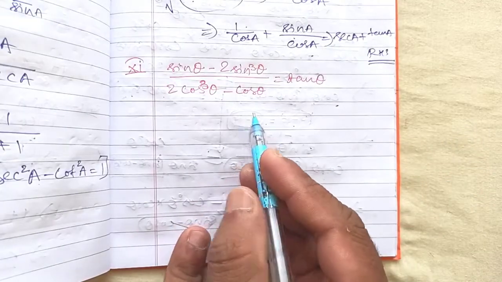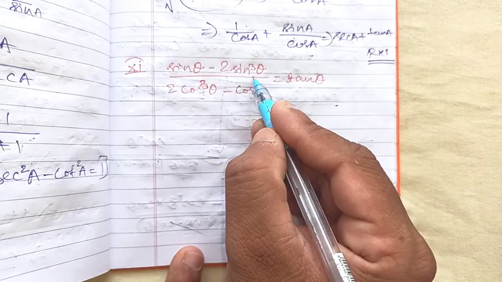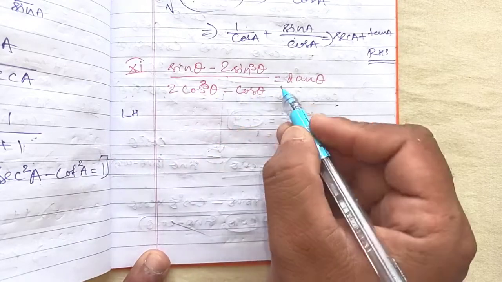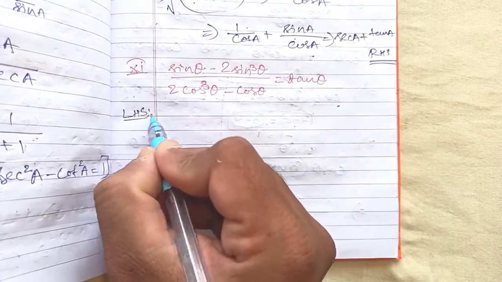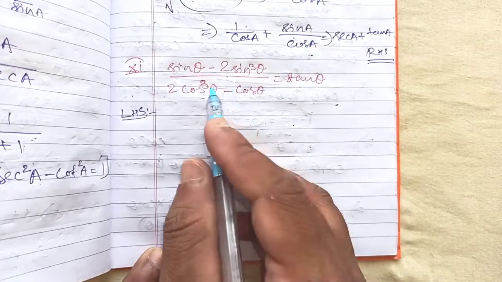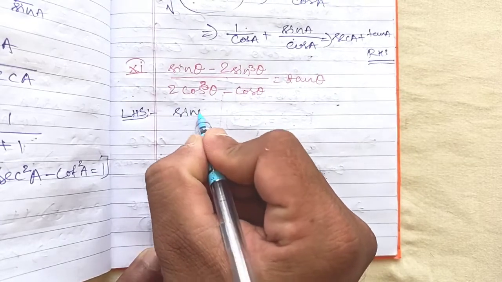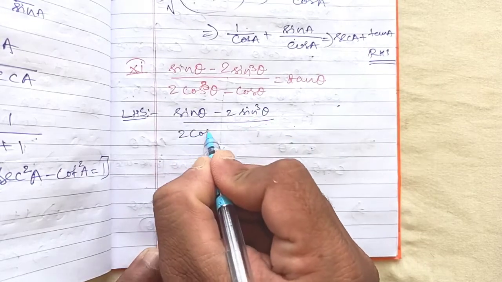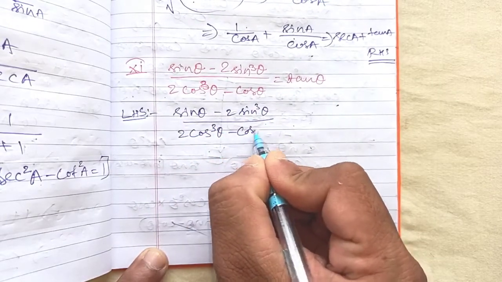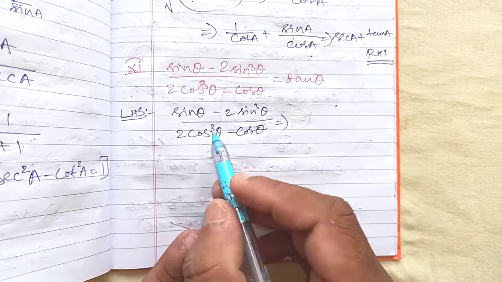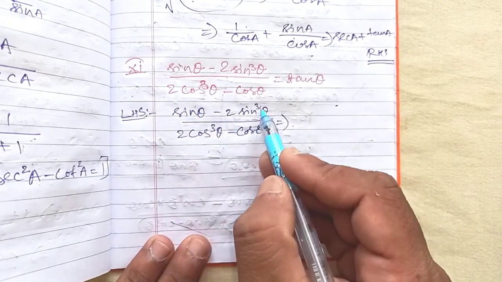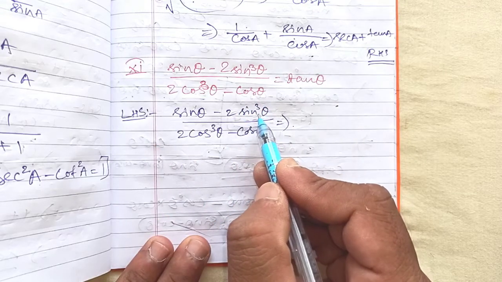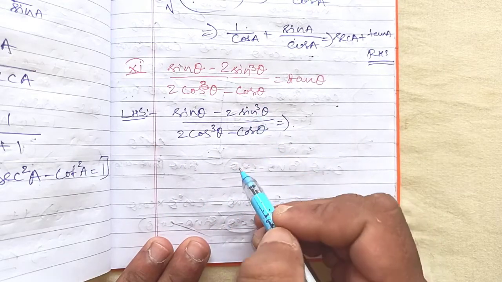Next, in the 11th question it is given: (sin theta minus 2 sin cube theta) whole divided by (2 cos cube theta minus cos theta) equals tan theta. So we will take the LHS because so many terms are there and it is easier to solve from here. Sin theta minus 2 sin cube theta divided by 2 cos cube theta minus cos theta. Now as we can see, here the degree is 1, here the degree is 3. If we take out common, then the degree will become 2. Then it will be easier to use the formula, but now it is not at all easy.